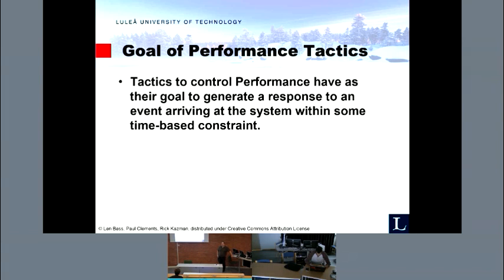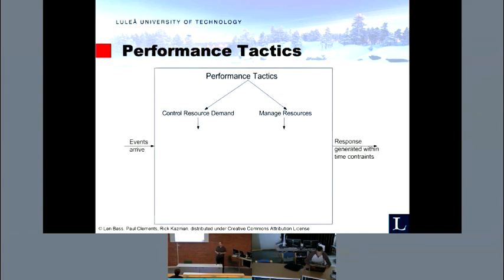So the goal, basically, is to respond to any requests for data within a certain time, or limit the amount of time something is allowed to run on the system. So let's have a short discussion on potential tactics as well, like what we can actually do. We covered some of them already. So there are two different groups suggested here: control resource demand and manage the resources. So discuss shortly what you think can be done for these two categories, and we'll cover them later on.